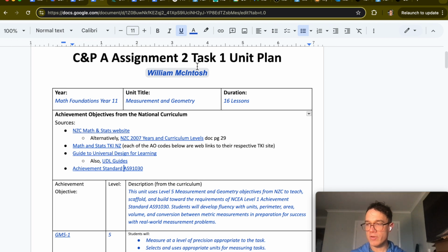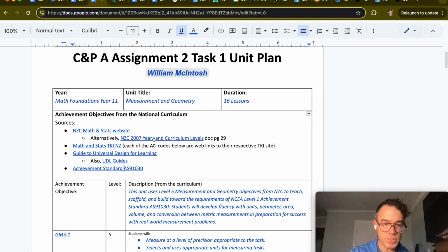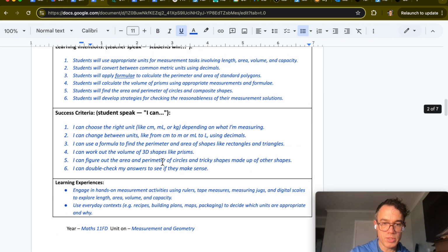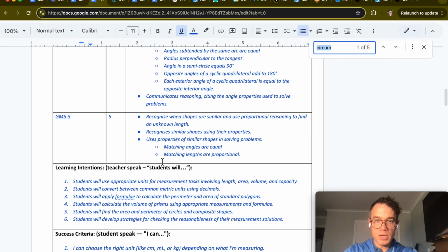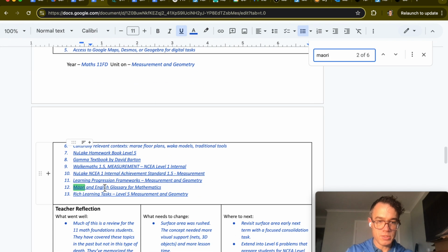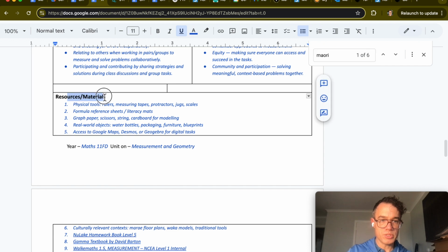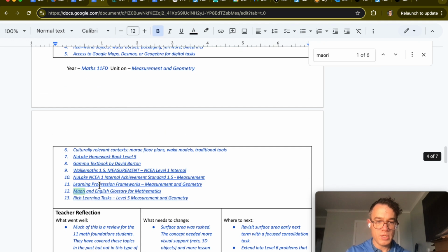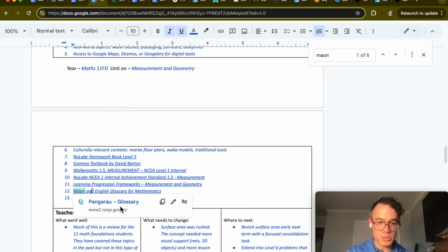We want to make sure we have differentiation for diverse learners. So we're including bilingual vocabulary cards. There's many different places for that. I have one here, and it's in the resources and materials portion of this unit plan. You can see there the Maori and the English glossary.